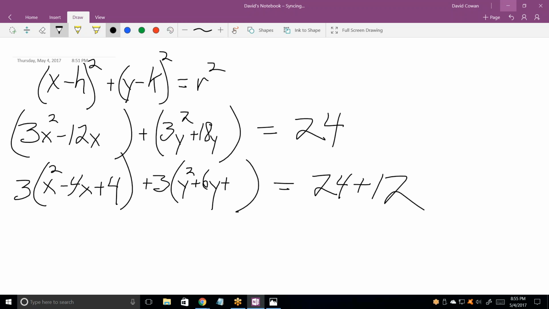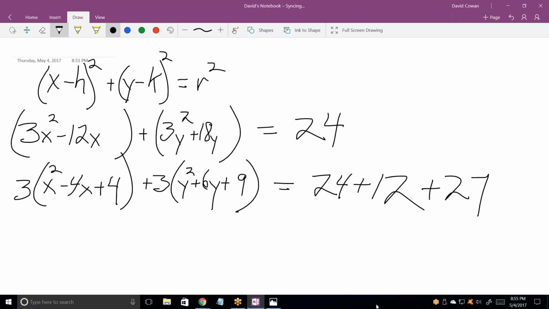Plus, no, that would be... Is that plus 9? Just take half of that number and square it. That's all. Yeah. It's always being added. So how much did I add to the left side now? You added 27. So I got to add 27 to the right.